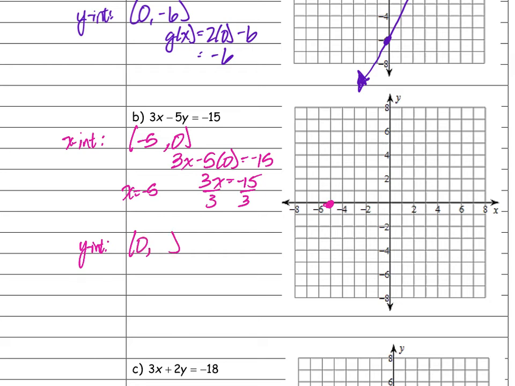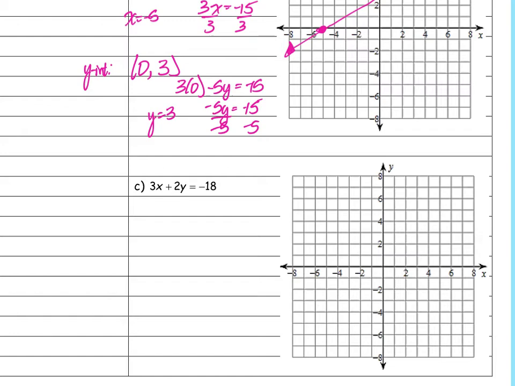And then my y-intercept is going to be (0, some number). So x is 0 this time, so I've got 3 times 0 minus 5y equals negative 15. So negative 5y equals negative 15. Divide by negative 5, and y is going to equal 3. So (0, 3). There we go. For that one.